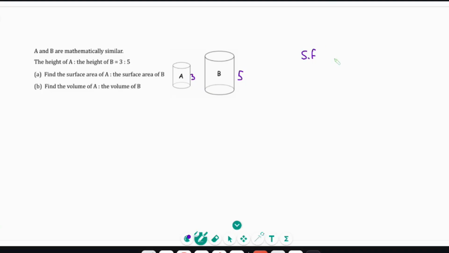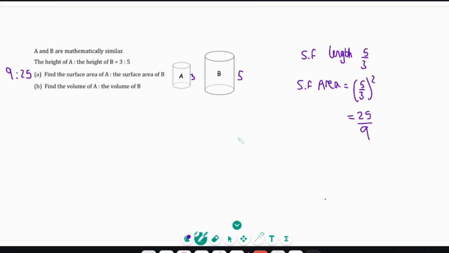So the scale factor for length would be 5 over 3, which I'm just going to leave as a fraction, because if we divide, we get a recurring decimal, it's more accurate as a fraction. How do we get a scale factor for area? We square our scale factor for length. And if we square 5 over 3, again, I'm going to leave it as a fraction, we get 25 over 9. So the ratio of surface area A to surface area B would be 9 to 25.